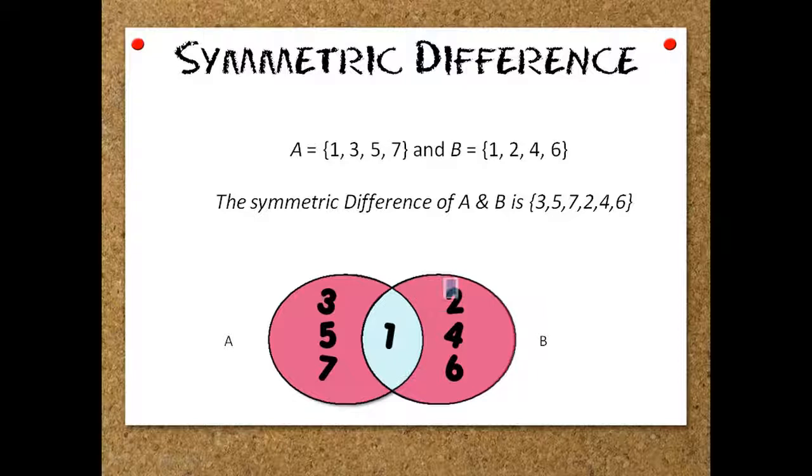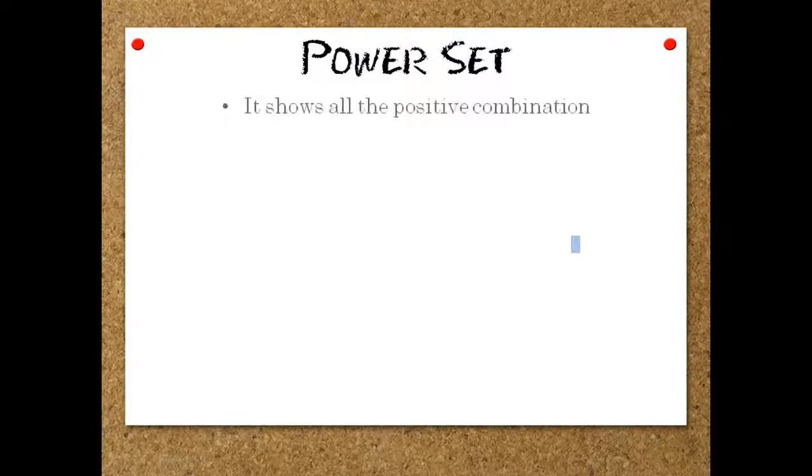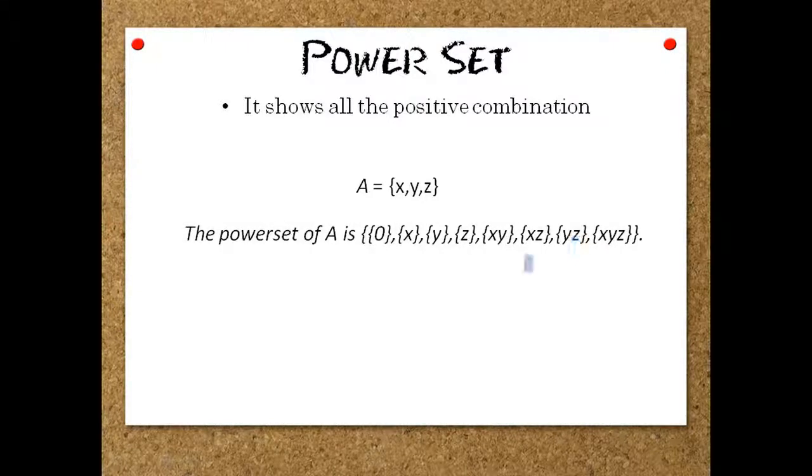As easy as that. Another thing about set operations is the power set. A power set does not actually have a Venn diagram. It just shows all the possible combinations. If our example is A has elements X, Y, Z, we're going to write all the possible combinations. The first thing is nothing, so this is 0. We will always begin with this. Okay, so a single X, a single Y, a single Z, and then X and Y.